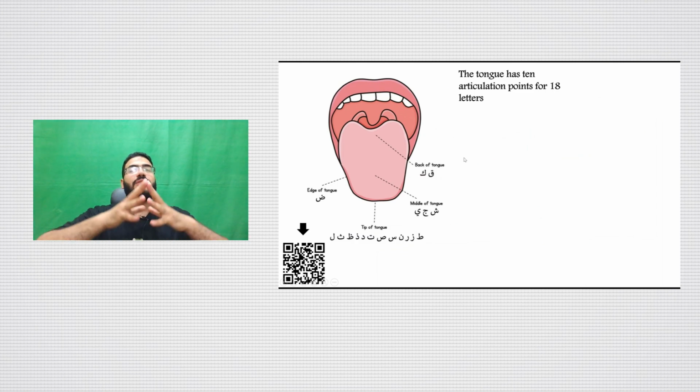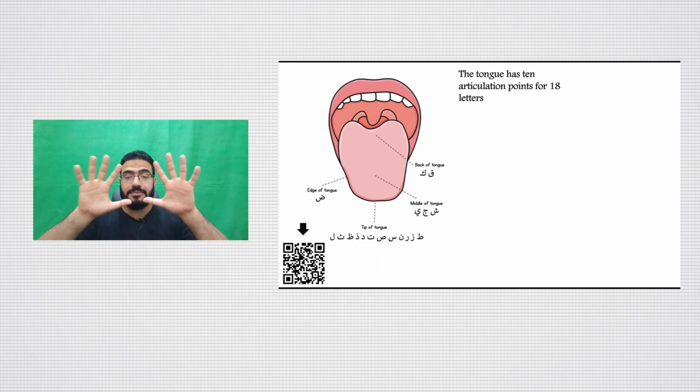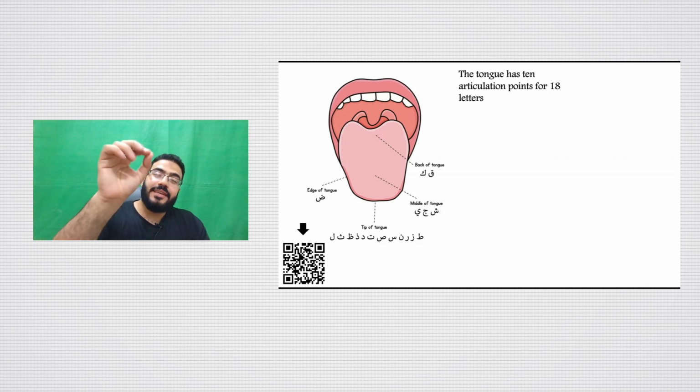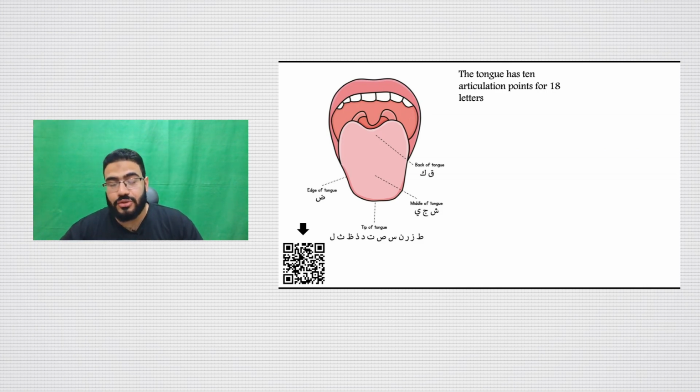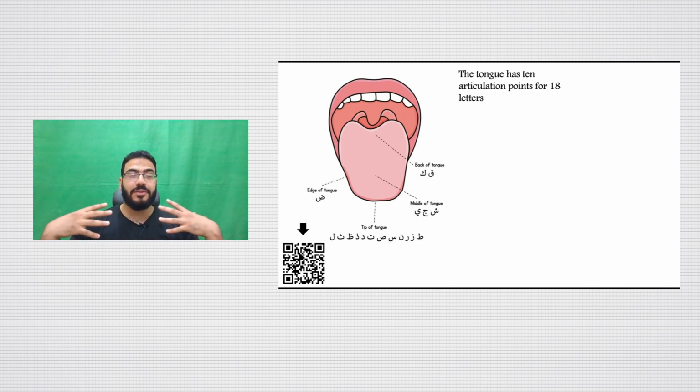So today with the tongue, and the tongue has 10 makharij for 18 letters. To make it easier to study, let's say that we have 1, 2, 3, 4 parts of your tongue. The back part of the tongue, as you see here, and then the middle of the tongue, where you find three letters, and then the edges of the tongue, the right and the left, one letter, dad. And then the tip of the tongue, where you can find a lot of letters, as you see.